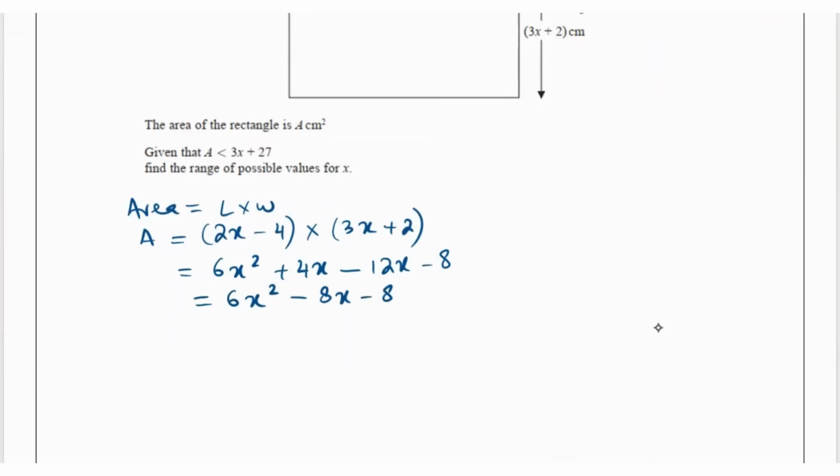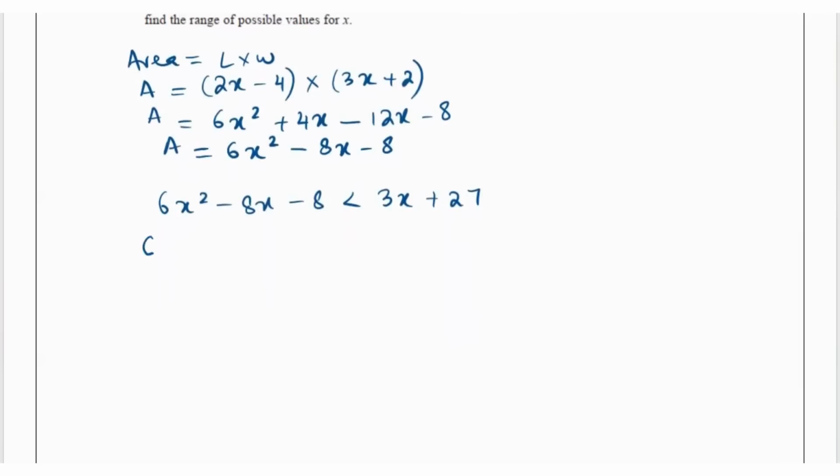a is less than 3x plus 27, which means this expression is less than 3x plus 27. So 6x squared minus 8x minus 8 is less than 3x plus 27. Bring all of the terms to one side. So 6x squared minus 8x minus 3x minus 8 minus 27 is less than 0.